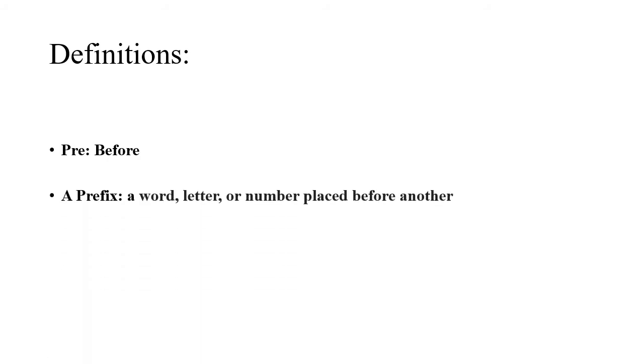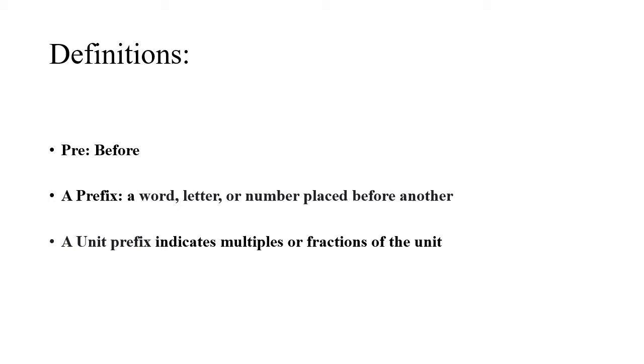The word pre in English means before. Prefix. A prefix is a word, letter, or number that is placed before another word, letter, or number. And the unit prefix indicates multiples, tens, hundreds, thousands, or fractions: 1 over 10, 1 over 100, 1 over 1000 of the base unit.